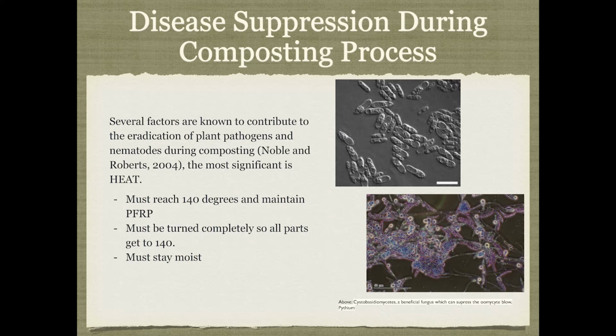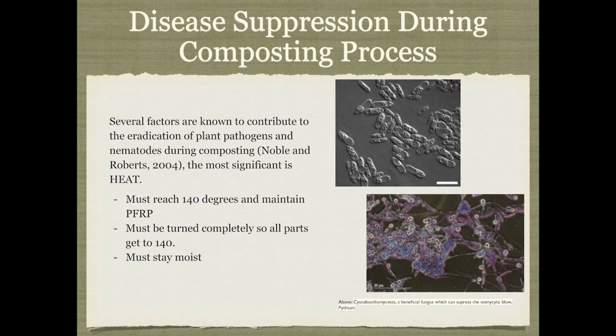Several factors are known to contribute to the eradication of plant pathogens and nematodes during composting. The most significant is heat. So heat during the composting process kills a large number of weed seeds and pathogens. Not all, obviously, but for the most part, a lot of those pathogens are going to be killed and broken down during the high temperatures. So with that said, your compost pile must reach up to 140 degrees. That's like the pathogen killing level.